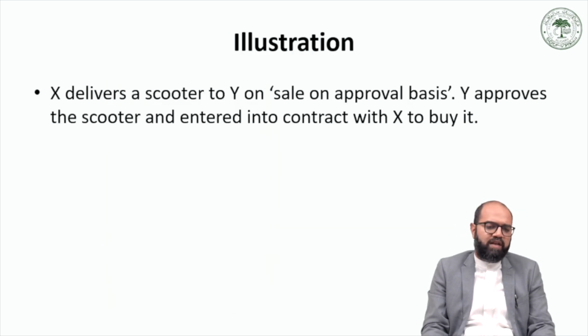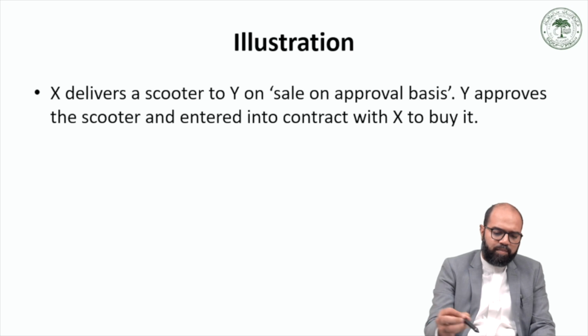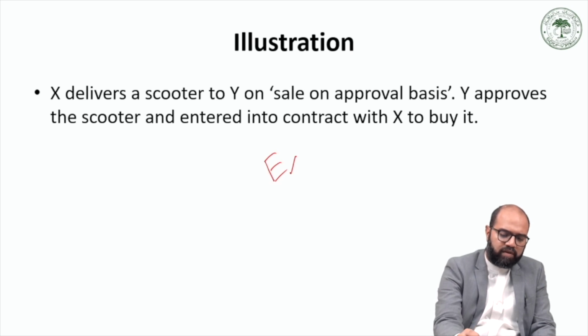Similarly, to take up another case, X delivers a scooter to Y on sale on approval basis. So the scooter has to be used by the receiver of the goods. He has to test it and approve it. Only thereon can be a sale. Y approves the scooter and enters into contract with X to buy it. So here what has happened is that the buyer has appropriated the goods to the contract with the assent of the seller. So this is an example of express appropriation.